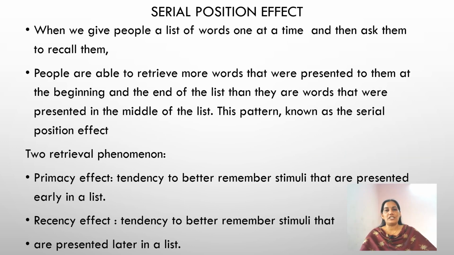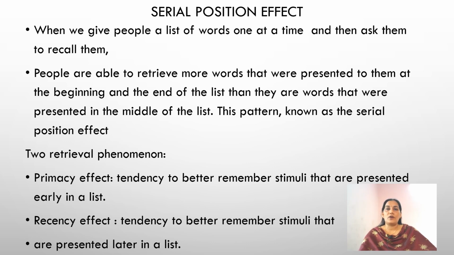Variations in the ability to retrieve information are also seen in the serial position effect, which was studied by Ebbinghaus. He introduced a serial position curve to explain this phenomenon. When we give people a list of words one at a time and then ask them to recall them, people are able to recall more words that were presented at the beginning and at the end of the list than the words presented in the middle. This pattern is known as the serial position effect.